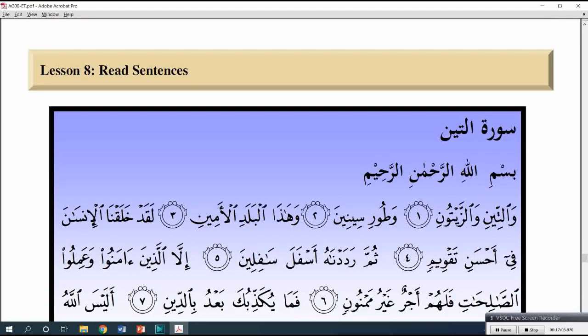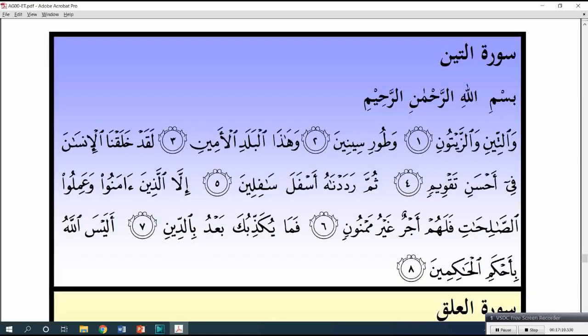Then see the example of Surah At-Teen. Bismillah ar-Rahman ar-Rahim. Wat-Teeni wa-Zaytooni wa-Turi Sinina wa hadha al-balad al-Amin. Surah Al-Alaq. Bismillah ar-Rahman ar-Rahim.